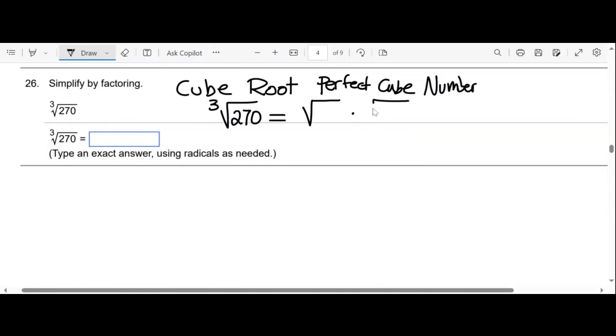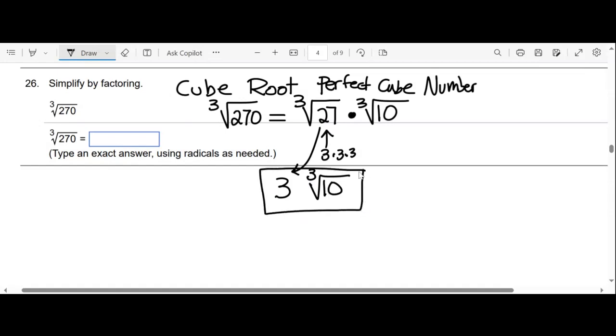Okay, yalla, tell me, what's the perfect cube number? 27 times 10. Very good. 27 is what by what? 3 times 3 times 3, correct? So this one goes outside, it becomes what? 3. And what's left? 10. Cube root of 10. You're so smart. You know this is very easy. Very good.